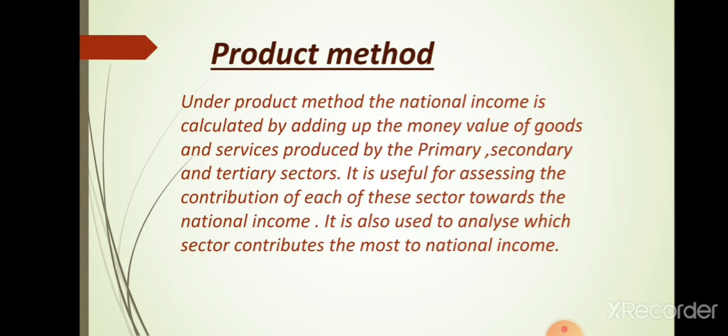It is also used to analyze which sector contributes the most to the national income, whether the agriculture sector is contributing more, or the industrial sector, or the service sector is giving more income to the national income. We can classify how the primary, secondary and tertiary sectors are contributing to our national income. This is the benefit of calculating the national income in the product method.